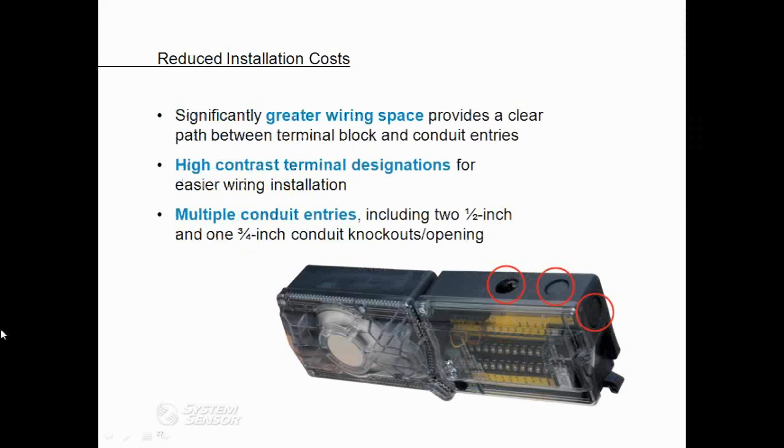On the power side of the detector, we now have additional wiring space. This was added in our newer design. And there's also a larger path between the conduit entries and the terminals. As you can see in the drawing, there's the yellow terminal designation strips. These high contrast terminals help to make wiring easy so that the terminals can be easily identified. And then finally, where you see the 3 different circles, we have a variety of conduit openings, and we have 2 separate sizes. So the 2 on top are both 1/2-inch conduit openings, and then we have a 3/4-inch knockout on the other side.